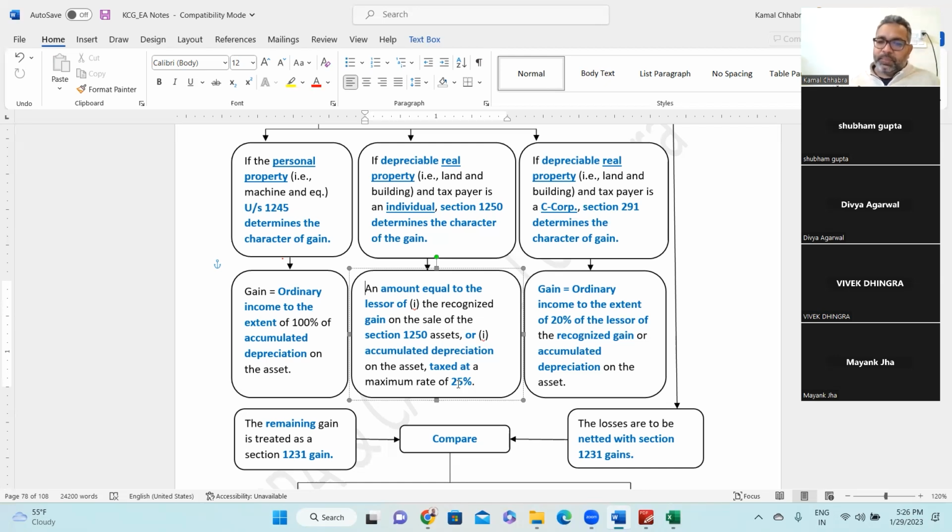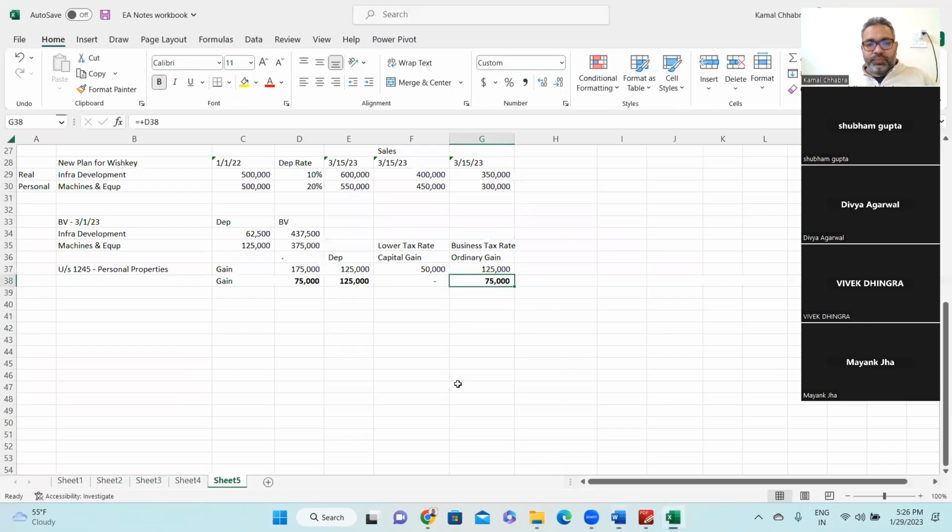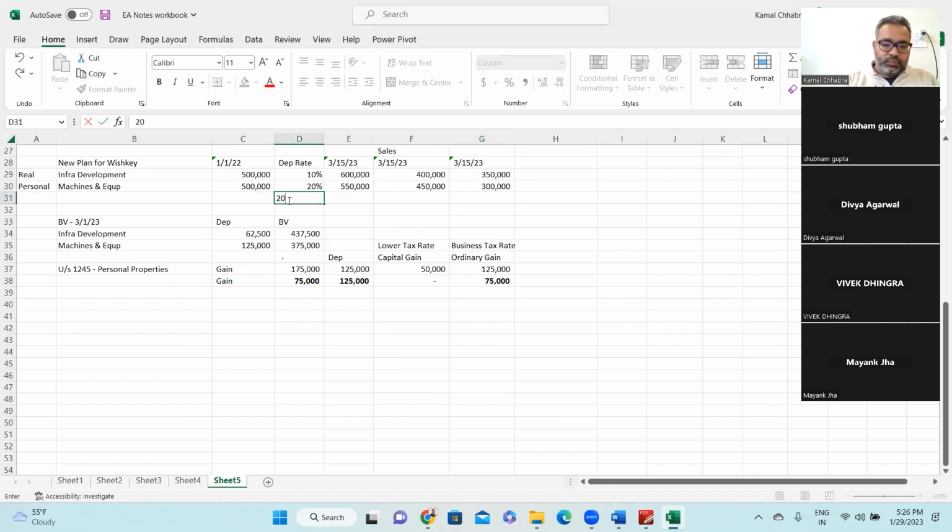the asset. So let's assume you have a C corporation, right? You're a C corporation and you got additional depreciation of, let's say, 20%.